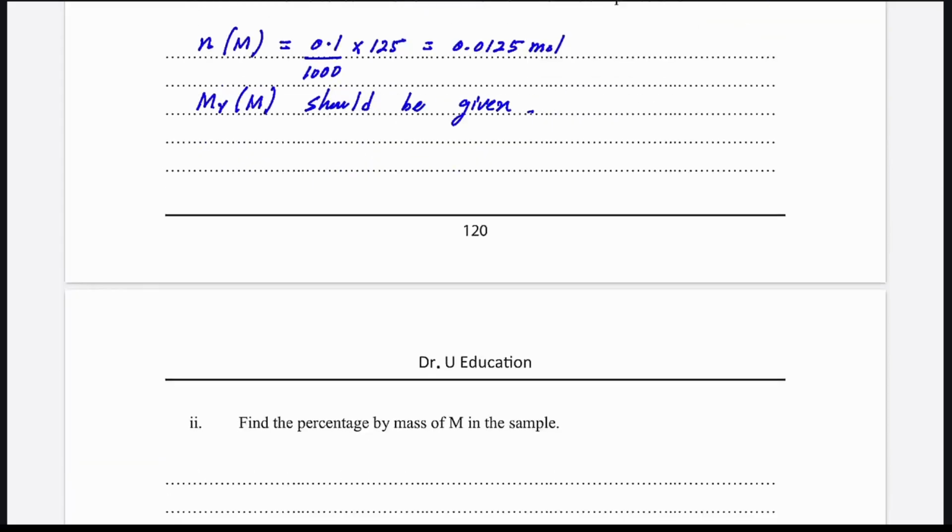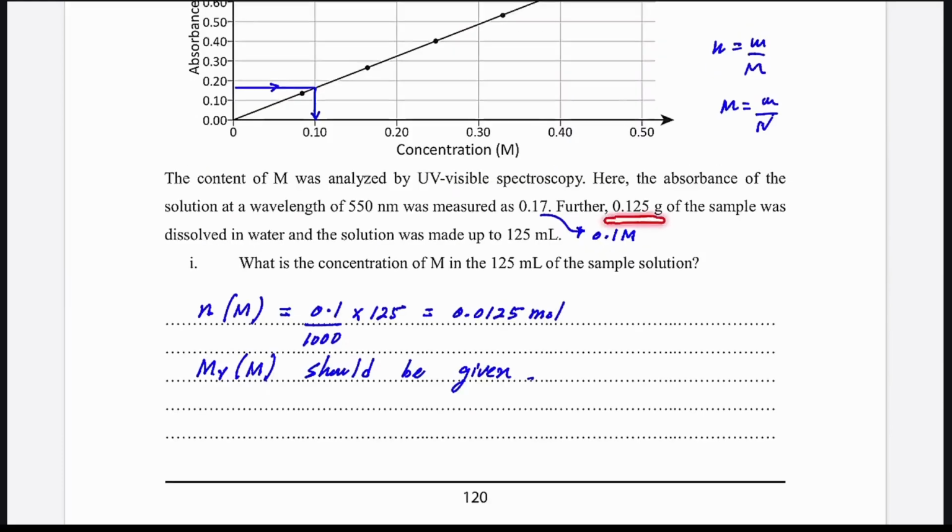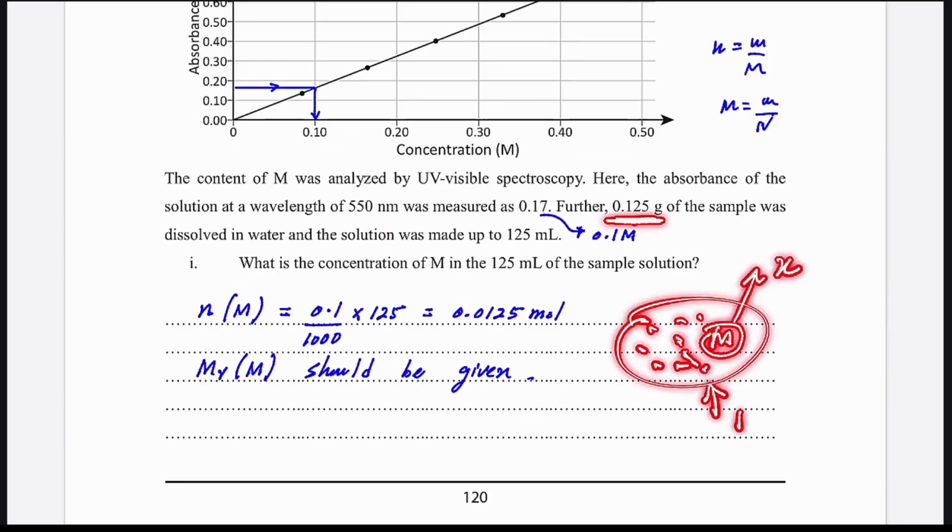Find the percentage by mass of M in the sample. So you have this much of sample, but M is this much, and this is something else. So you need to find this X. The whole thing is 0.125, so you have to find X divided by 0.125. So this is the answer. You need to find this X, the amount of M.